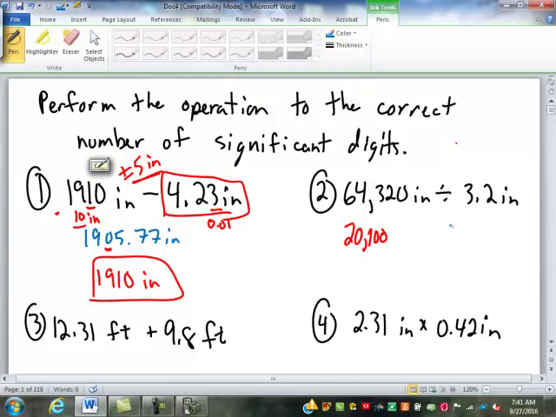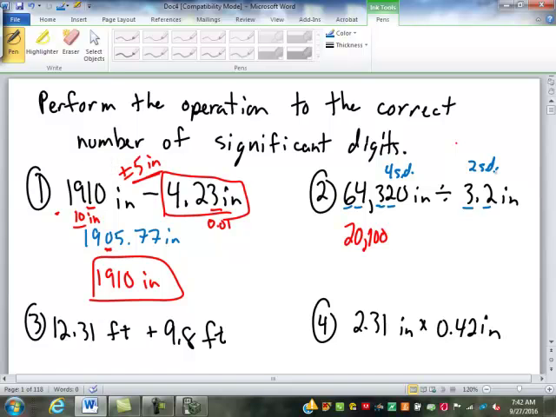When we multiply or divide, we preserve not precision, but accuracy. And accuracy is the number of significant digits. How many significant digits does this have? 1, 2, 3, 4. Is the 0 significant? No. So this has 4 significant digits. 3.2 has 2 significant digits. So we have to round our answer to 2 significant digits.